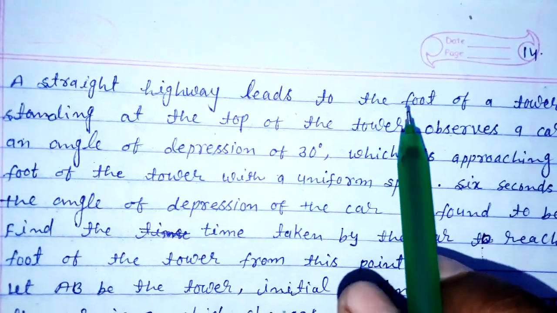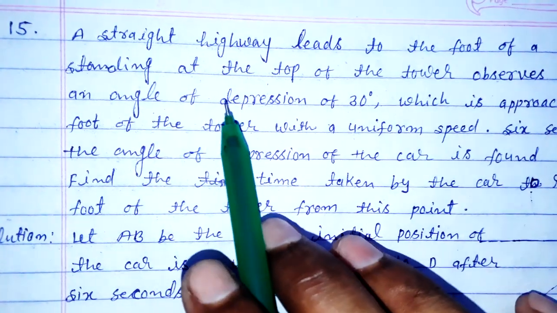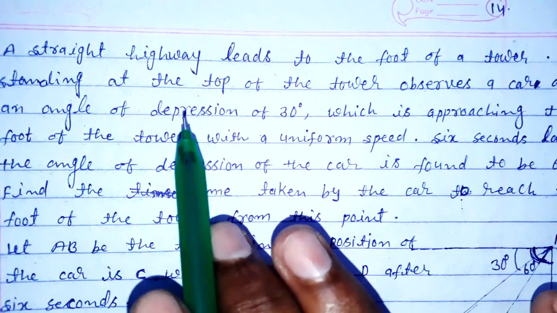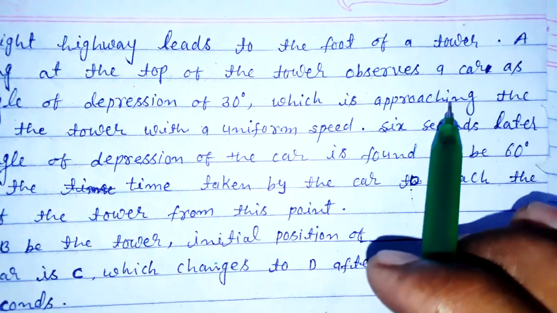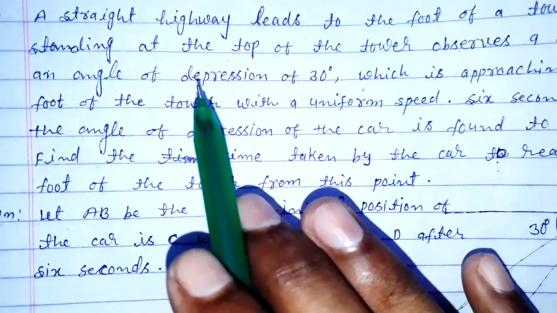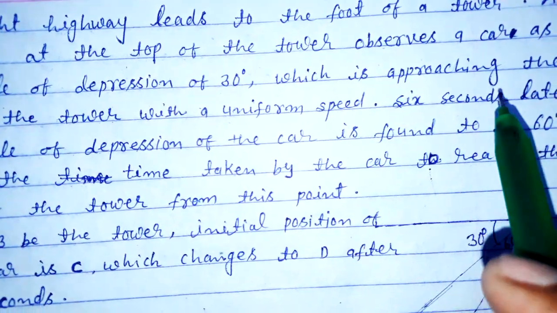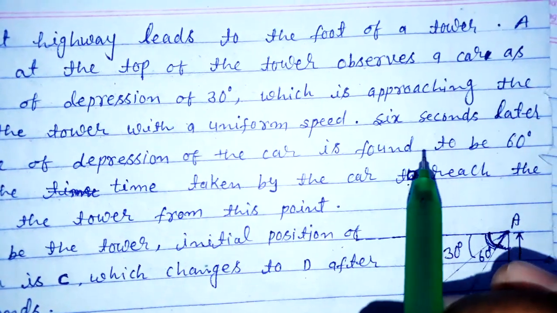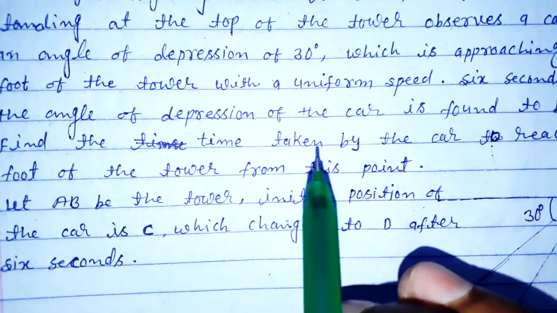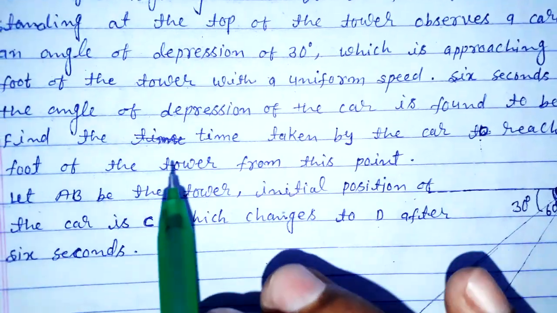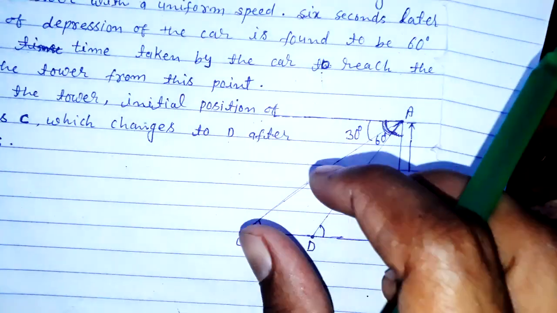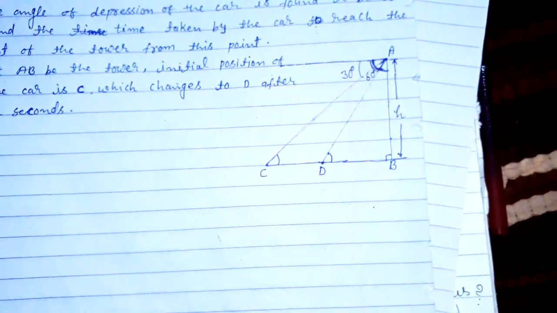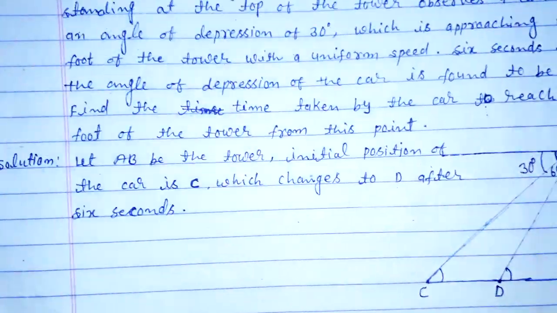A straight highway leads to the foot of the tower. Standing at the top of the tower, an observer sees a car at an angle of depression of 30 degrees, approaching the foot of the tower with uniform speed. Six seconds later, the angle of depression of the car is found to be 60 degrees. Find the time taken by the car to reach the foot of the tower, that is, the time to cover this distance.